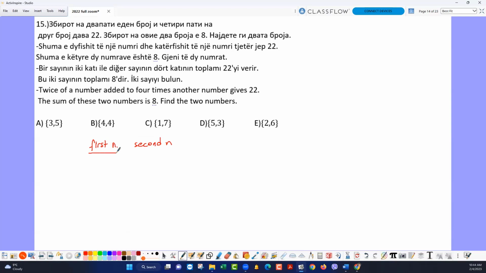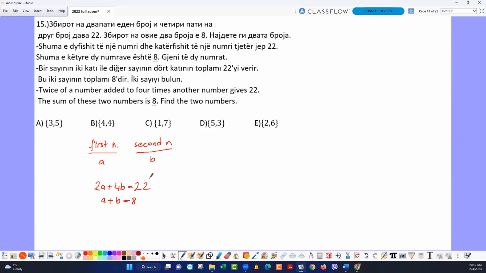So let's say this is the first number and the second number. Let's say the first number is equal to a. We don't know the values. And the second number is going to be equal to b. It says that twice the first number added to 4 times the other one, so 2a plus 4b is equal to 22. And the sum of these numbers is 8, which means a plus b is equal to 8 also.